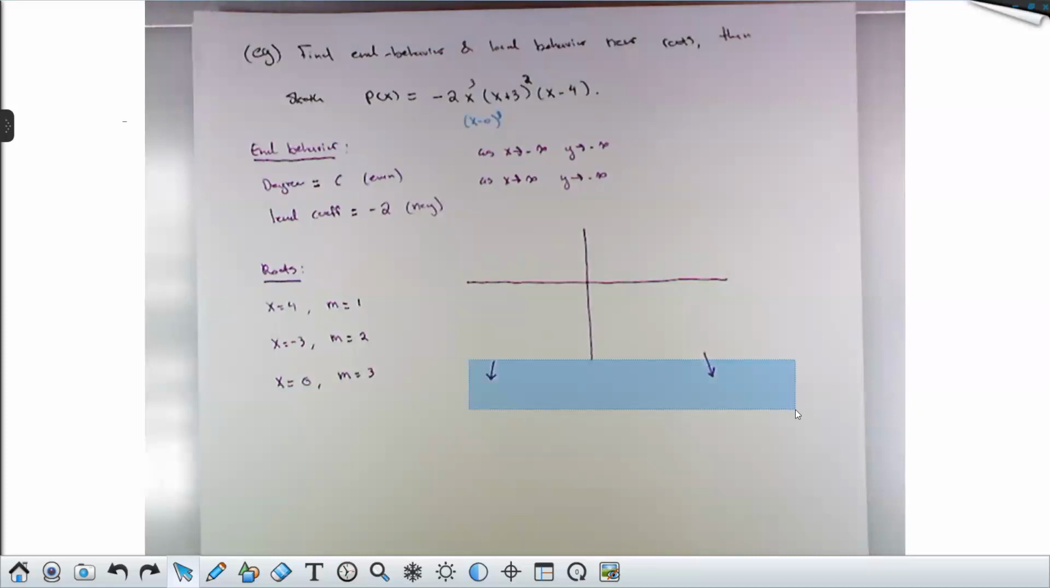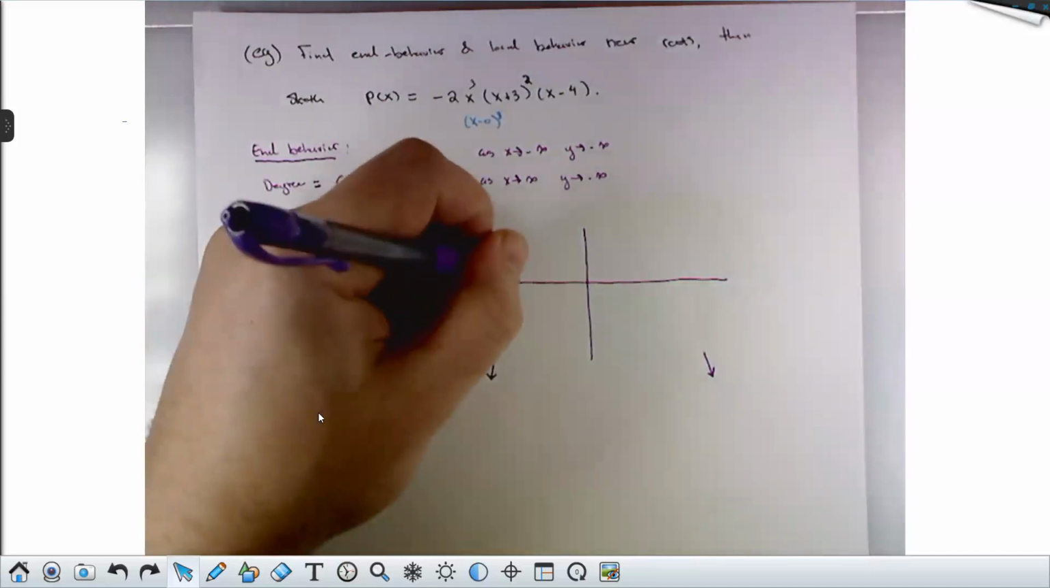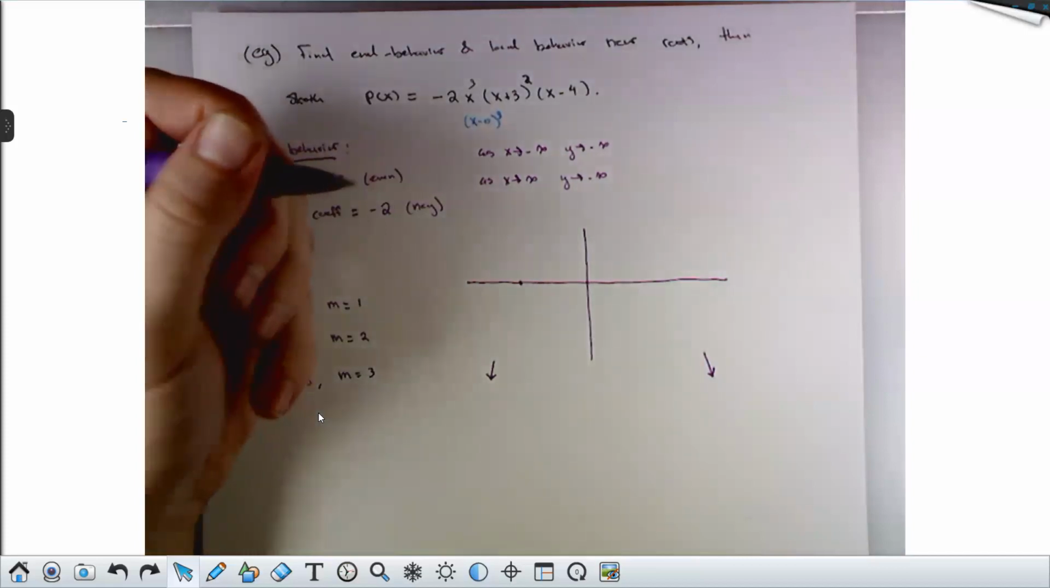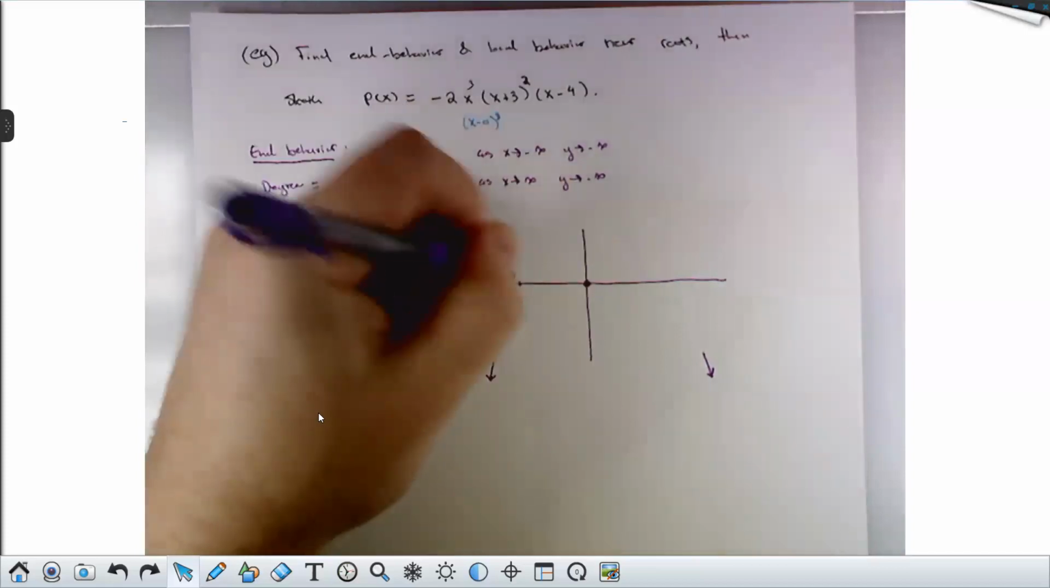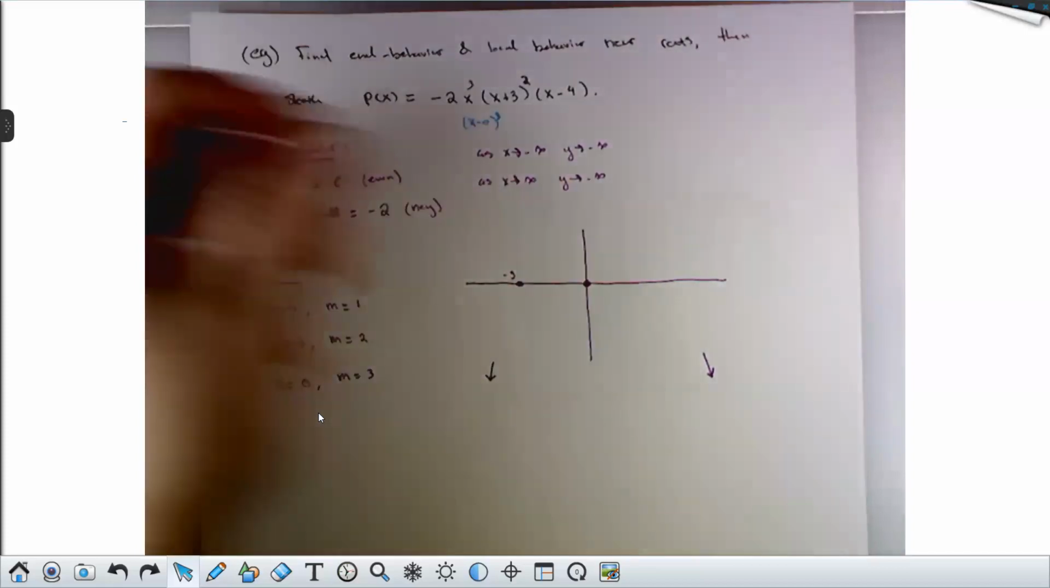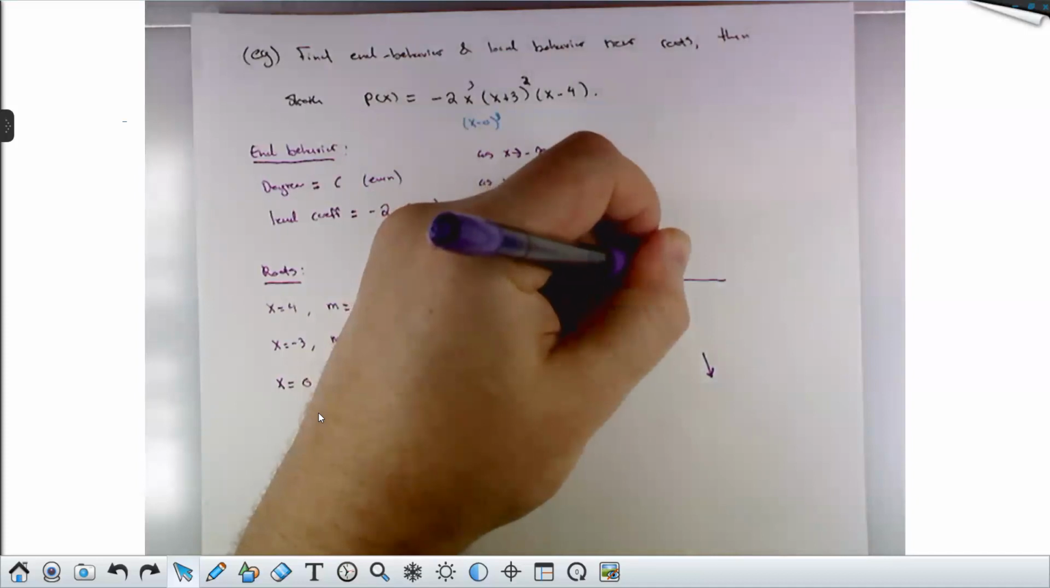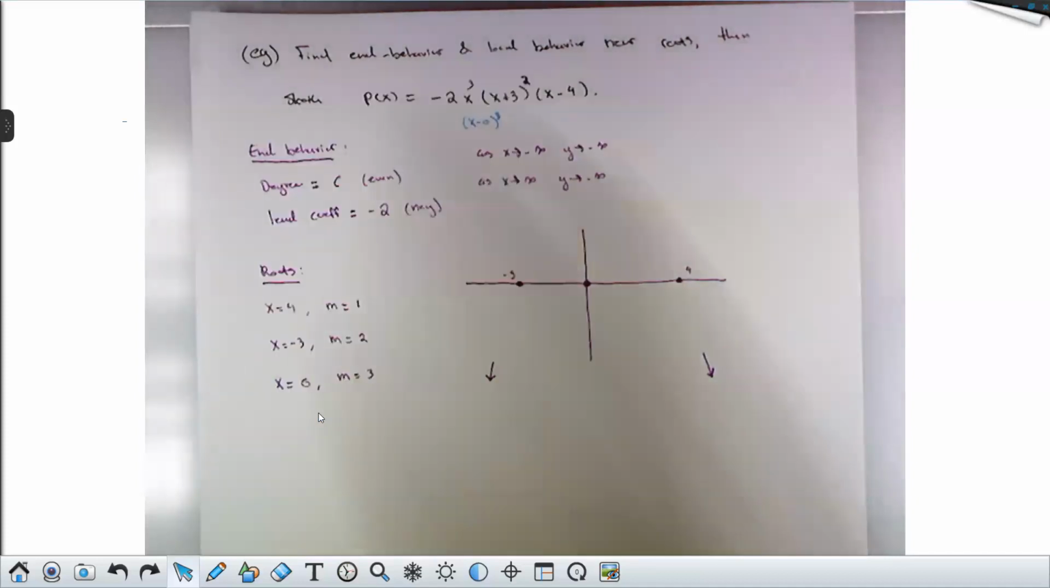Once you've drawn in the end behavior, those arrows, you plot the roots. So I've got one at 4, I've got one at 0, and I've got one at -3. Let me call this here -3. This, of course, is 0. And +4, I'll call this. Okay. Here's how I do it.